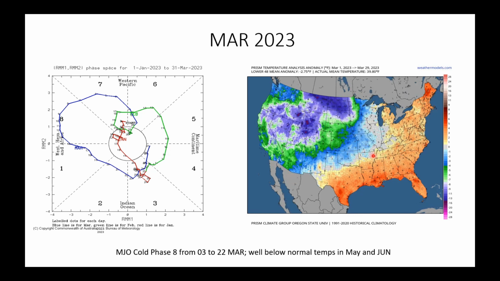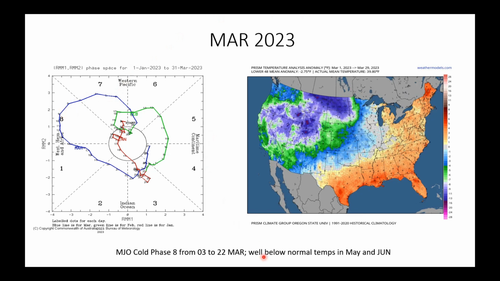But yeah, what happened earlier this year is we had an MJO turn to cold phase 8, from March 3 all the way to the 22nd of March. We'd expect below normal temperatures, but again, the MJO isn't like a light switch sometimes. It doesn't just flip on and off. It doesn't just magically make temperatures drop when this thing goes into MJO phase 8, for example.